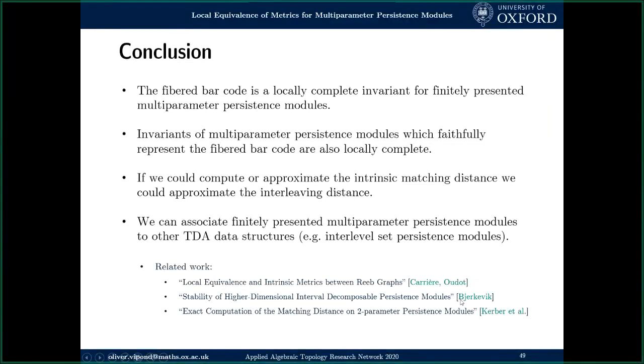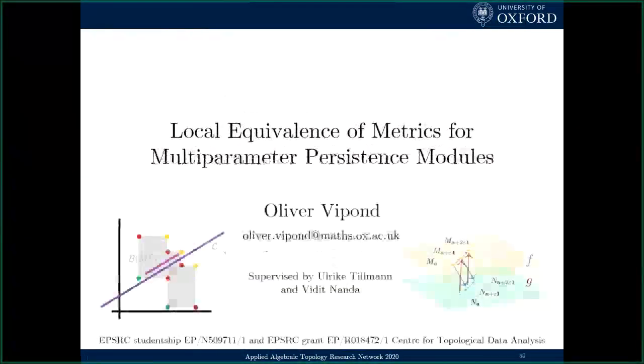Håvard Bjerkevik looks at a couple of metrics specifically on the class of interval decomposable modules and shows relationships between these metrics. And then, as mentioned before, Michael Kerber and collaborators have shown that this matching distance is in fact computable in polynomial time, and so is a good candidate if we want to look at applications of multiparameter persistence. That's all I have to say, but I'm very happy to answer any questions.